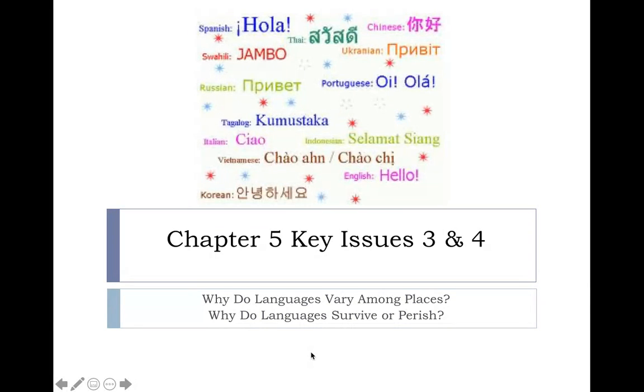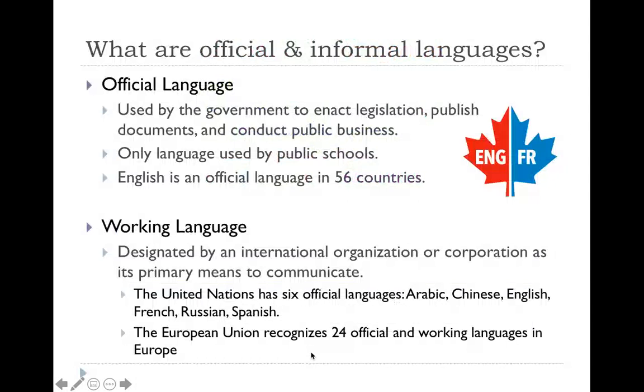We are looking today at Chapter 5, Key Issues 3 and 4, and we're delving a little bit more into language. So today we're looking at why do languages vary among places, and why do languages survive or perish? So what makes those things happen? Let's take a look. First question we have, what are official and informal languages?